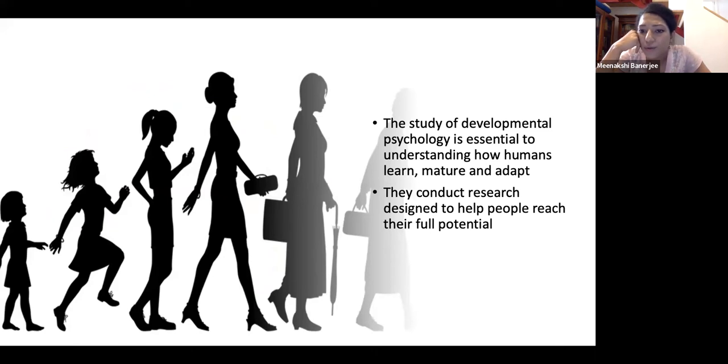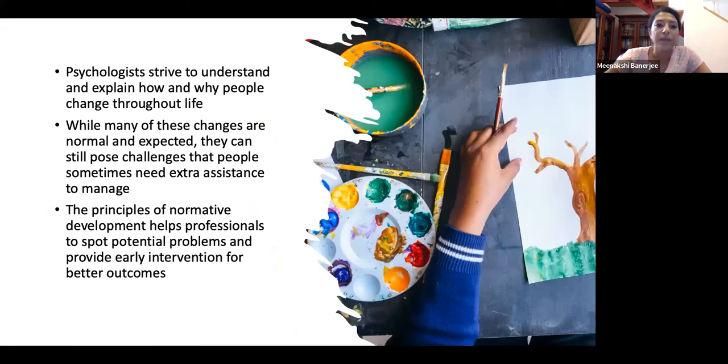Developmental psychologists also conduct research designed to help people reach their full potential according to their specific developmental stage. These psychologists also strive to understand and explain why people change throughout their lifespan and how these changes take place. Many of the changes are normative and expected. They can also still pose challenges, where people sometimes may need extra assistance depending on their life stage and the task in their developmental space.